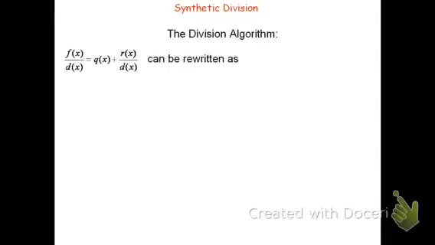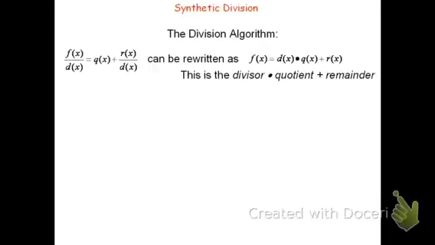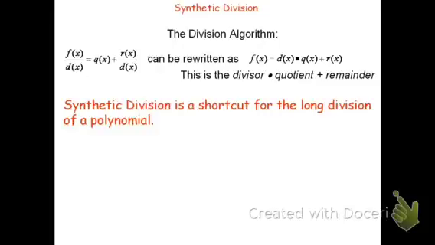This can be rewritten as the product of the divisor times the quotient plus the remainder. So when we do synthetic division, we're going to say whatever our divisor is times the quotient and then plus any remainder that we have left over. Synthetic division is a shortcut for long division of polynomials. It's a quicker way to do it.